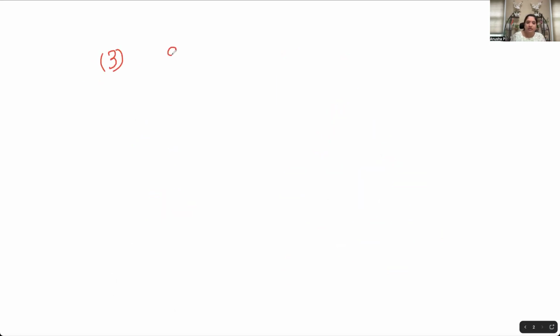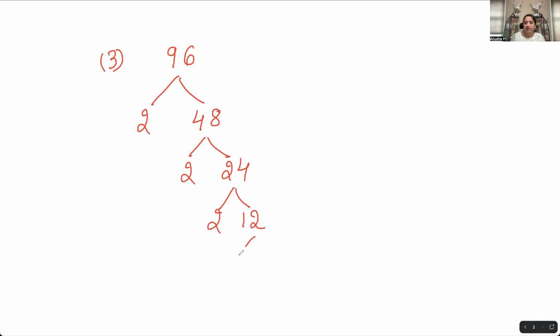Third example, 96. 96 is an even number. We can write it as 2 times 48. 48 is again an even number, 2 times 24. 24 is again an even number, 2 times 12. 12 is nothing but 2 times 6 or 2 times 3.